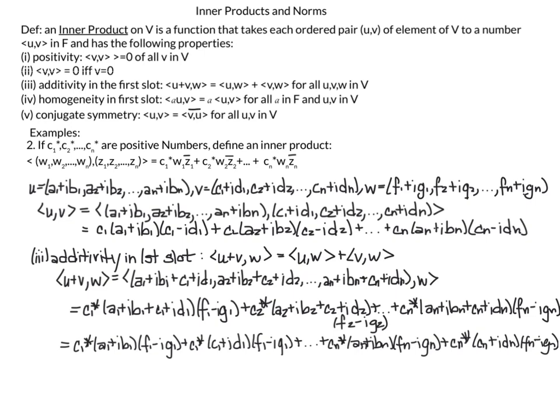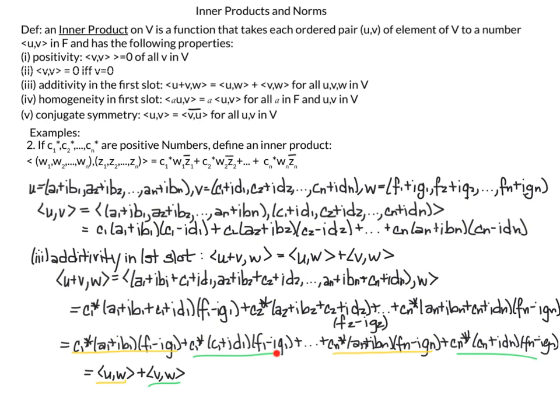Now, very similar to the last problem, I can use the distributive property to take out the c1 star times (a1 plus ib1) times (f1 minus ig1), and then add that to c1 star times (c1 plus id1) times (f1 minus ig1). I skipped the second term and went straight to the last term because you could probably see the pattern: cn star times (an plus ibn) times (fn minus ign) plus cn star times (cn plus idn) times (fn minus ign).